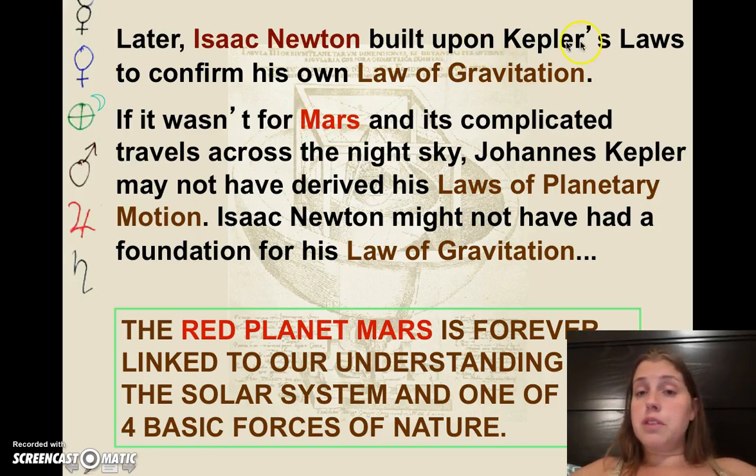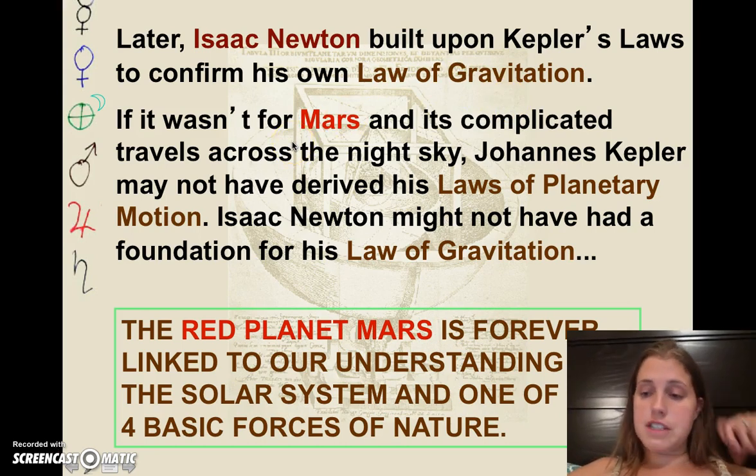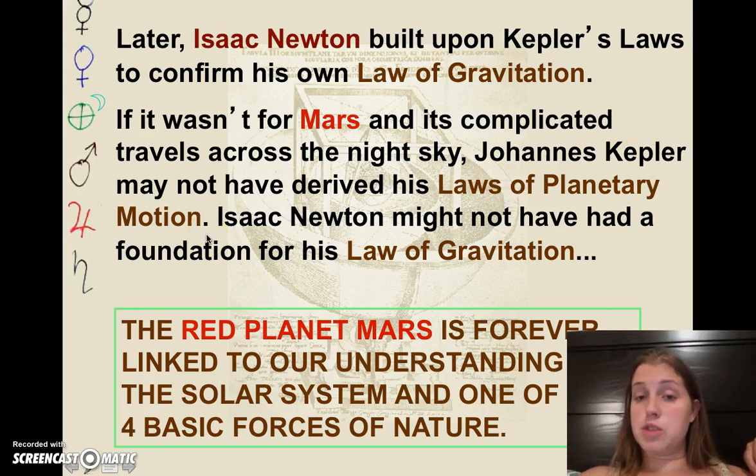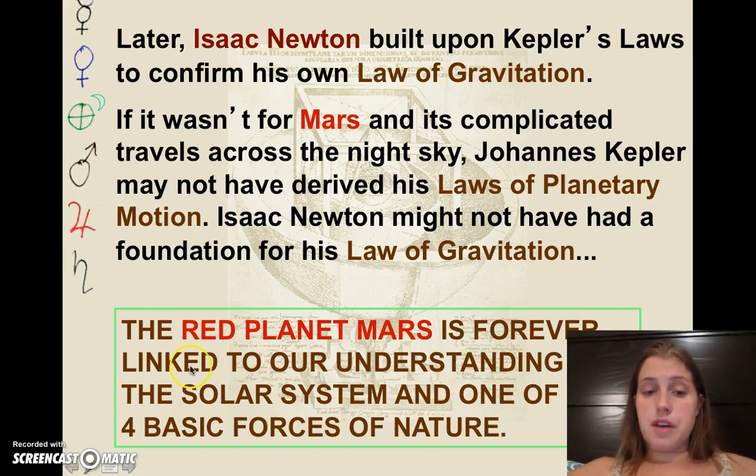Later, Isaac Newton built upon Kepler's laws to confirm his own law of gravitation. So basically, Kepler laid the building blocks of gravity. If it wasn't for Mars and its complicated travels across the night sky, Mr. Kepler would not have been able to derive his laws of planetary motion, and potentially Isaac Newton would not have been able to figure out gravity from that. And so the red planet Mars is forever linked to a great understanding of the solar system and one of the 4 basic forces of nature, one of the most important, which is gravity.